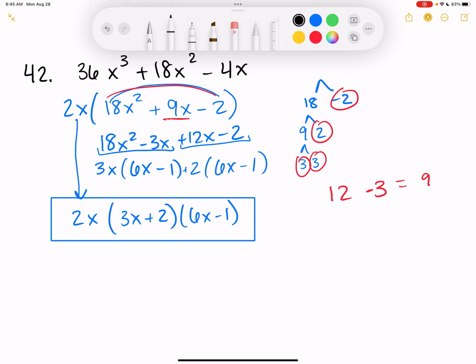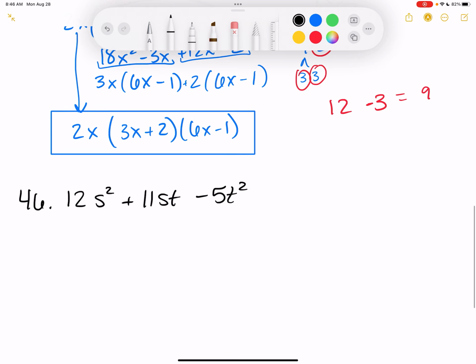Let's see, another one. 46. 12s squared plus 11st minus 5t squared. So this one, we're doing the same process. I just now have two different variables I'm working with. So when I get my middle term, they're both going to have an s and a t on them. So the only thing I need to be worried about when I do my arch method and the factor tree is the 12 times negative 5.